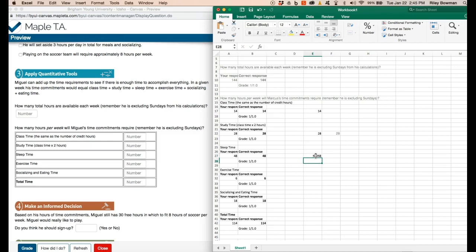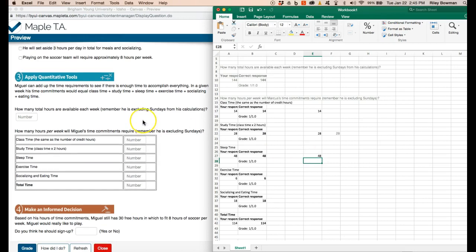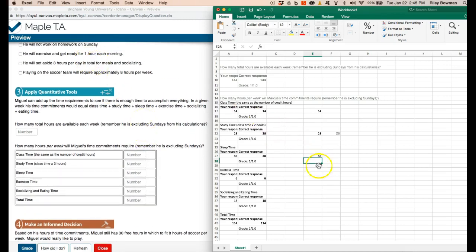The next one is exercise time, and that was given us as 1 hour each morning. And because we're going to be excluding Sundays, that's 6 hours a week. So you can just do that, or again, show it how to calculate. 6 times 1 hour a week is our 6 hours. The next one is socializing and eating time, which we were given as 3 hours per day in total meal and socializing. So that's going to be 6 days a week with 3 hours a day.